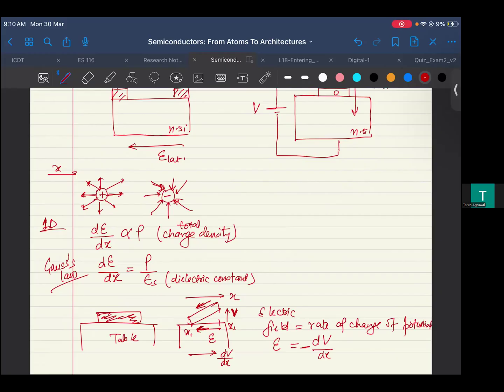Based on that, let's say this is equation 1 and this is equation 2. When we put 2 into 1, what we get is minus d square V by dx square, equal to rho by epsilon, or we can take the minus sign to the other side. That is what we also know as the Poisson equation, right?